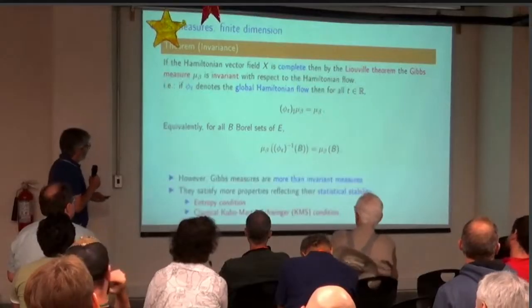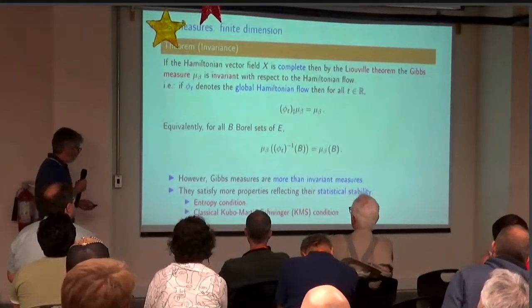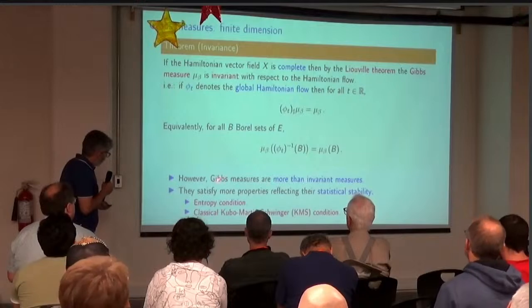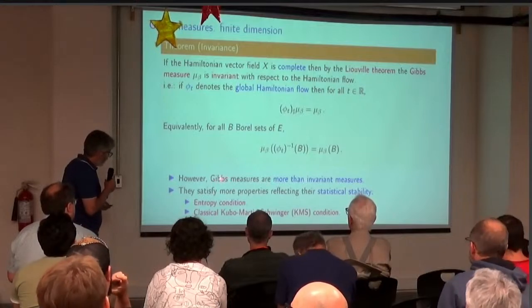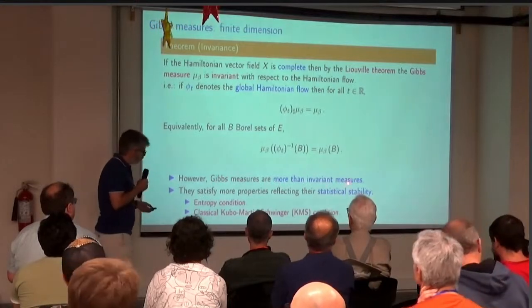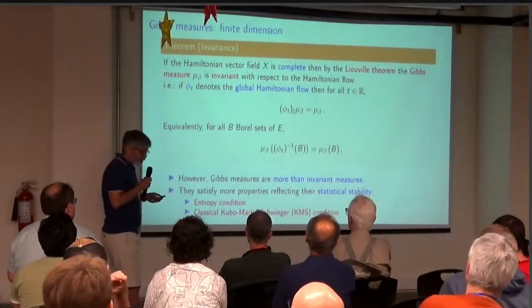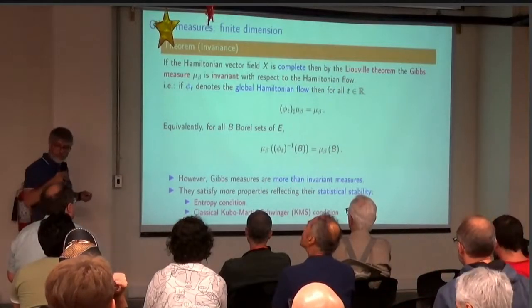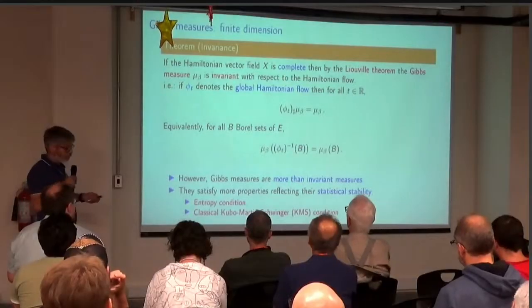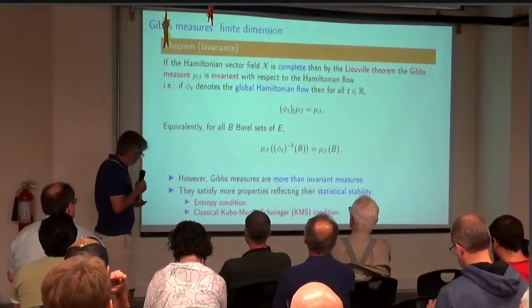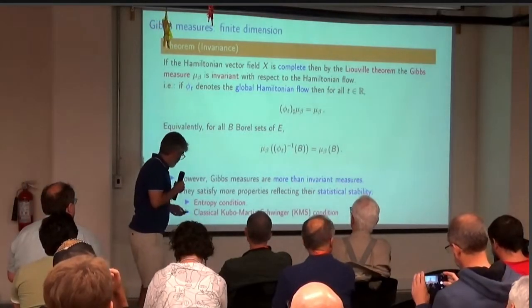Okay, so one of the points that I will comment on a little bit is that the Gibbs measures are of course invariant measures, but they are more than invariant measures. They reflect a little bit the statistical equilibriums of the system. So this is in relation with statistical mechanics.